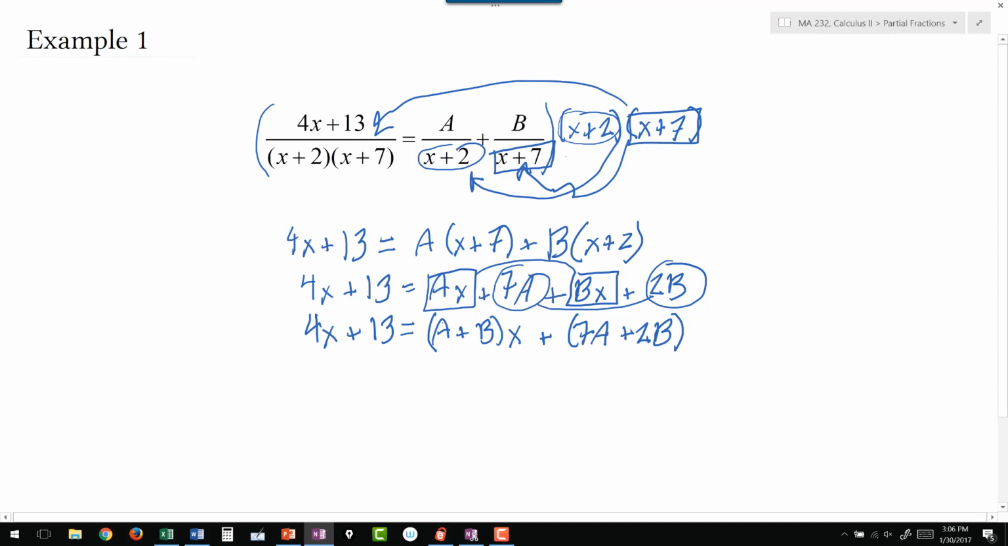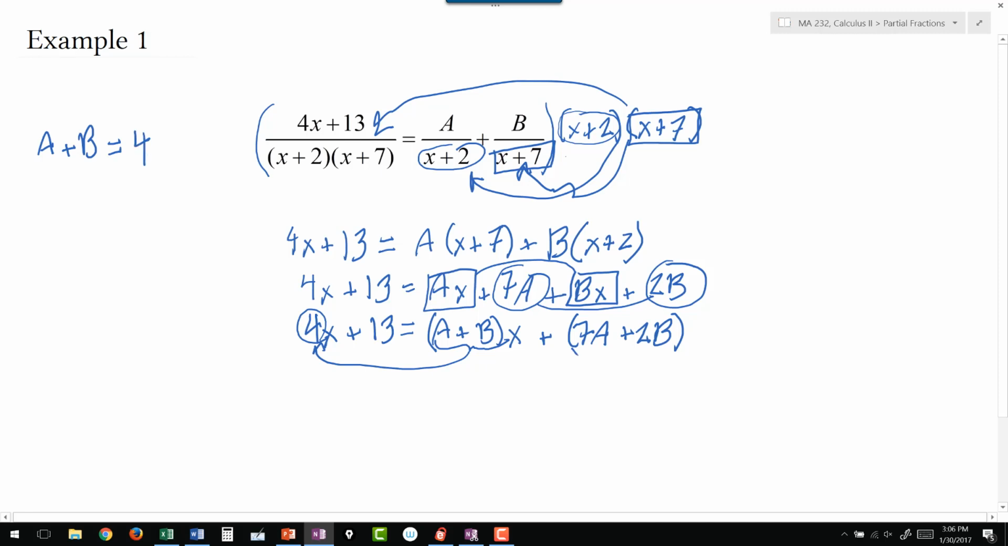Now, to make progress on solving for the A and the B, I have to recognize that in order for this equation to be true, the coefficients on x on the left and on the right have to be equal. In other words, the A + B that's in front of the x on the right has to equal the 4 that's in front of the x on the left. So that gives me one of my needed equations. A + B has to equal 4.